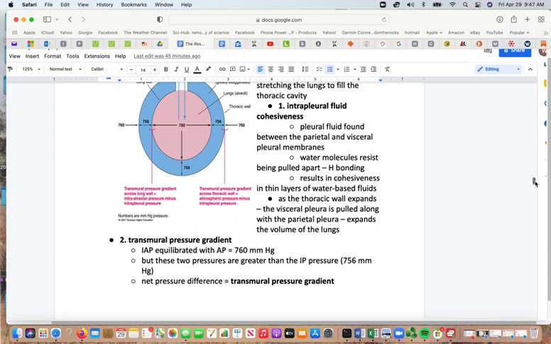Then we have the transmural pressure gradient. Your IAP is equilibrated with the atmospheric pressure at 760 millimeters of mercury. But these two pressures are greater than the intrapleural pressure, which is 756. That gives you a net pressure difference, and we call that the transmural pressure gradient.